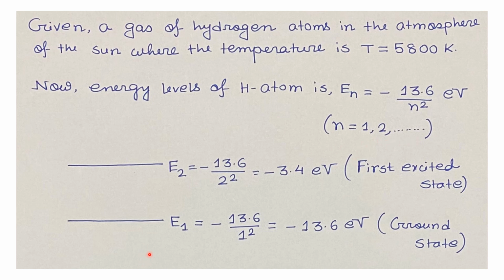Now the ground state energy of the hydrogen atom is given by E1 equals minus 13.6 divided by 1 square. So here the principal quantum number value will be 1 and that will give minus 13.6 electron volt. And for the first excited state, the principal quantum number value n equals 2. So the energy of the hydrogen atom in the first excited state is given by E2 equals minus 13.6 divided by 2 square, that is minus 3.4 electron volt.